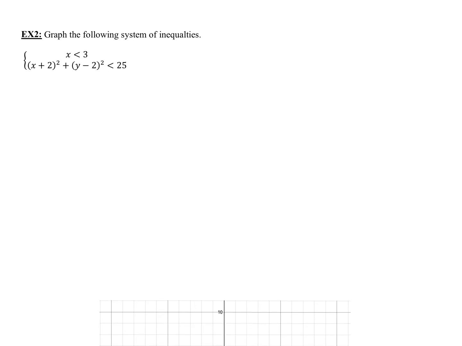Graph the following system of inequalities. Once again, how do I know it's a system? Well, it has those little braces there. So what should I do? Once again, remember, for the system, you want to graph each one separately. My first inequality is x less than 3, and my second one is (x plus 2) squared plus (y minus 2) squared less than 25. So first, let's state the boundary.